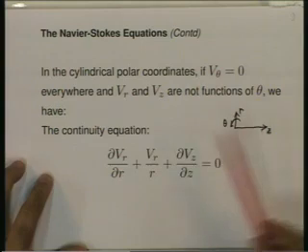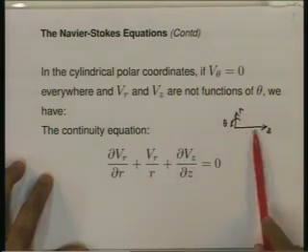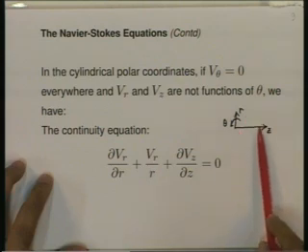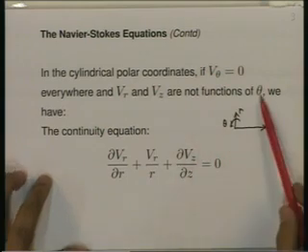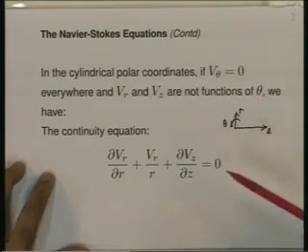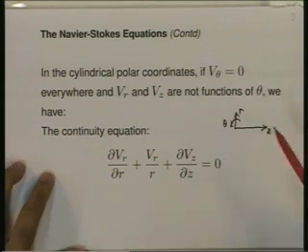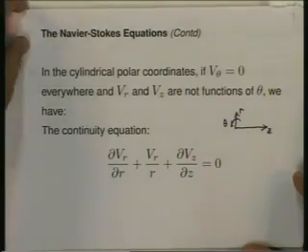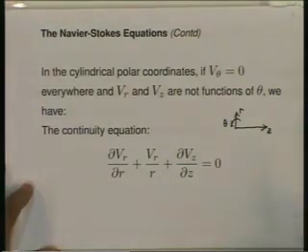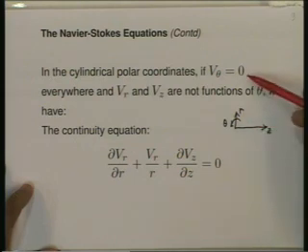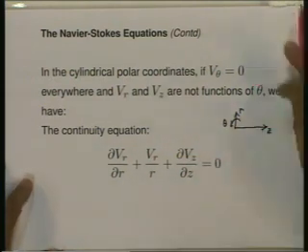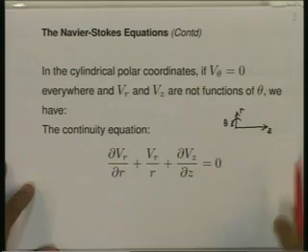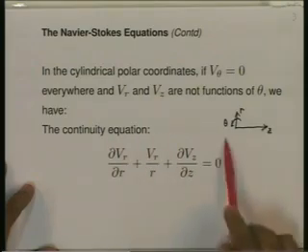Also, we assume that Vr and Vz, the velocity component in the r direction Vr and the velocity component in the z direction Vz, are not functions of theta. That means we are assuming an axisymmetric situation. The simplified form of Navier-Stokes equations for this axisymmetric situation without swirl and with all the other assumptions like steady state, incompressible, laminar, etc., the continuity equation reduces to this form.